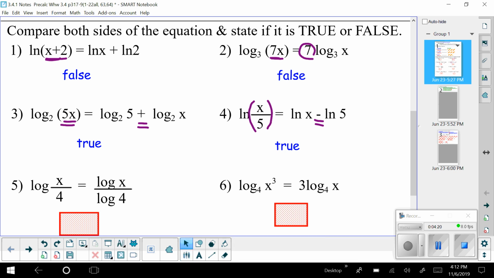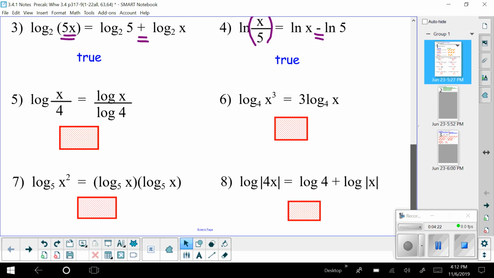Okay, looking at problem 5. And again, do me a favor here, we have a fraction. Draw parentheses around it for me, please. We have the log of the quantity x divided by 4 equals the log of x divided by log of 4. True or false? This answer is false. This is a pretty common mistake. It's not distributing the log through. This is the log of that fraction, not the log of each piece. So this is definitely false.